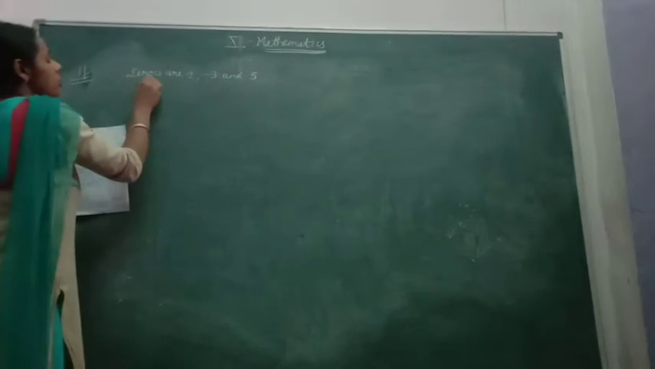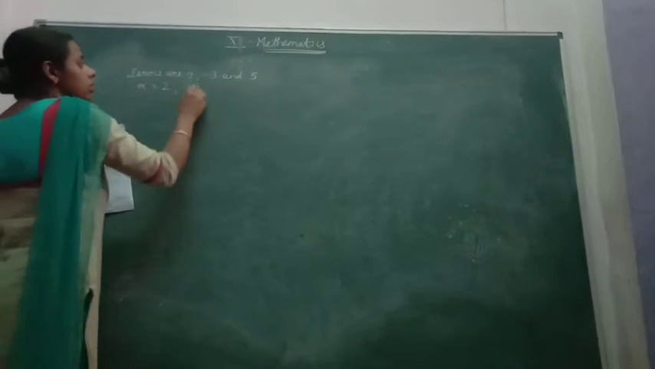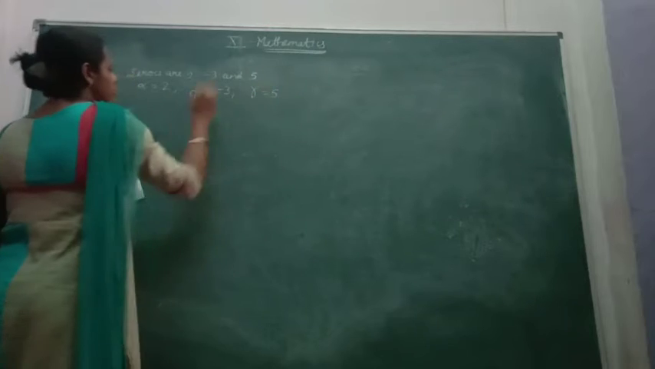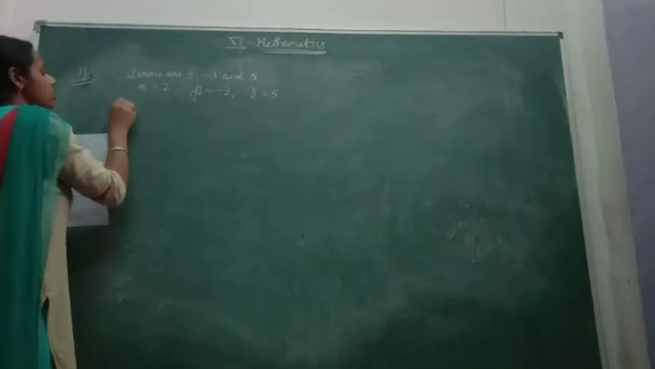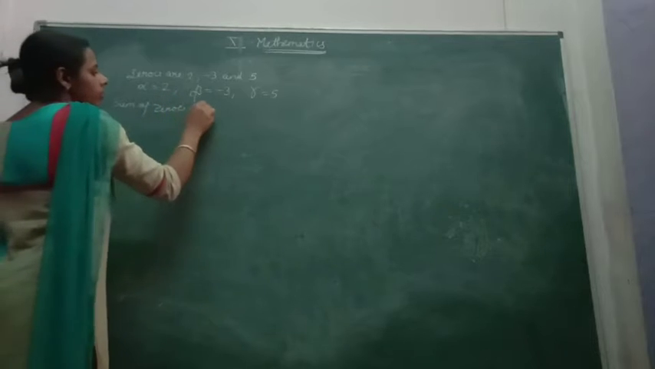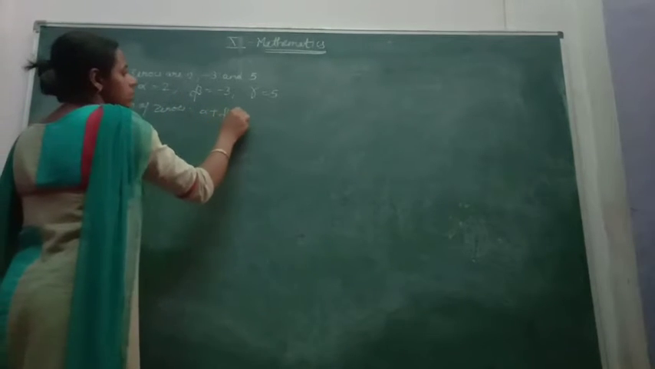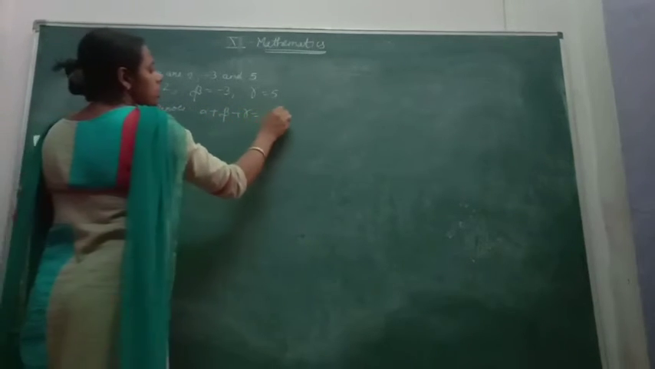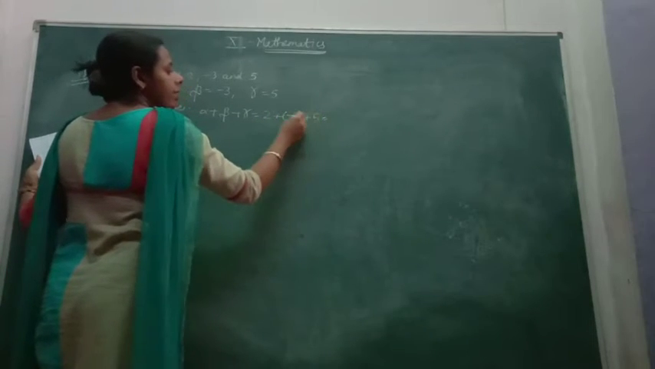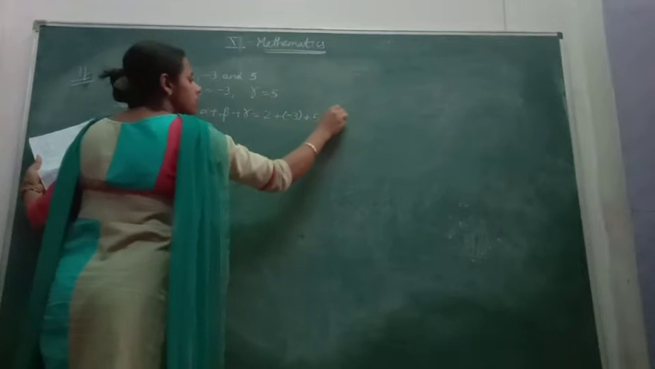Okay, the zeros mean the value of alpha is 2, the value of beta is minus 3 and the value of gamma is 5. So you have to find the sum of the zeros, that is alpha plus beta plus gamma. On putting these values you will have 5 minus 3, that is 2, 2 plus 2, that is 4.